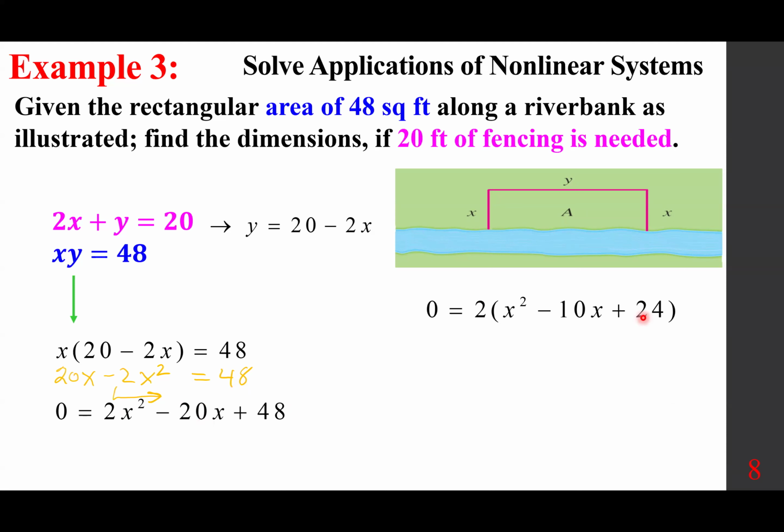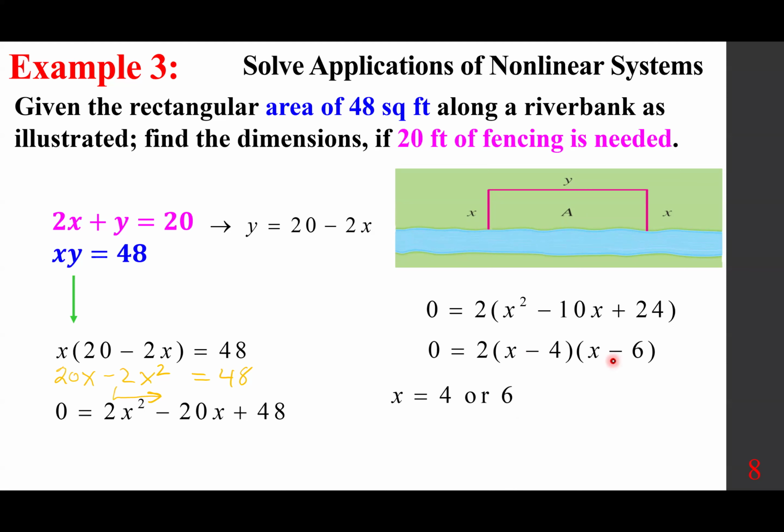We want two numbers. The product is 24. The sum is negative 10. So both of them are negative, negative 4, negative 6. And so if you set this equal to 0, X is either 4 or 6. Sometimes one of the solutions don't work. I want you to know that.